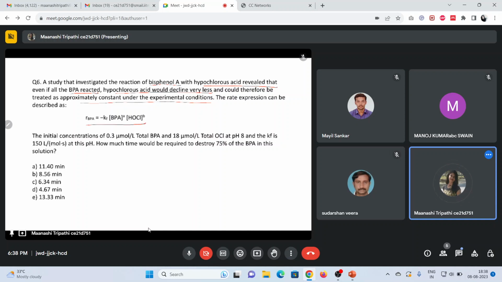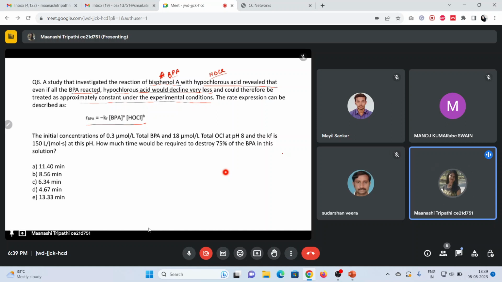So there are two reactants. One is say A, or BPA, we will write BPA, and the other is HOCl. So this question is saying, even if in a reaction this BPA is completely finished, gone, converted to some other product, we will still see HOCl. HOCl is still there.